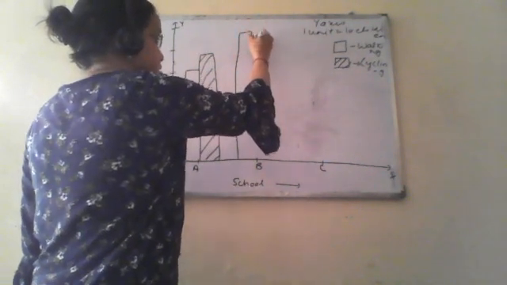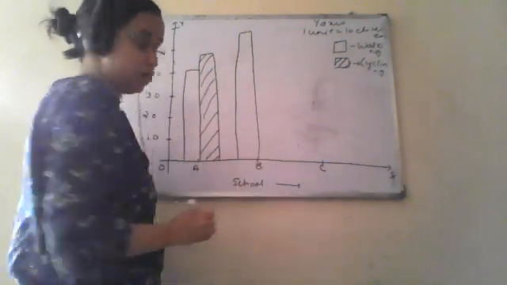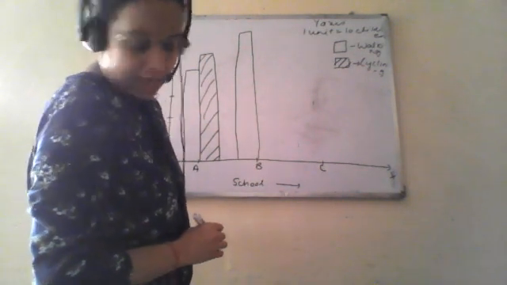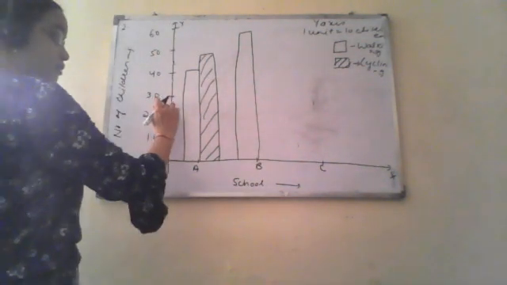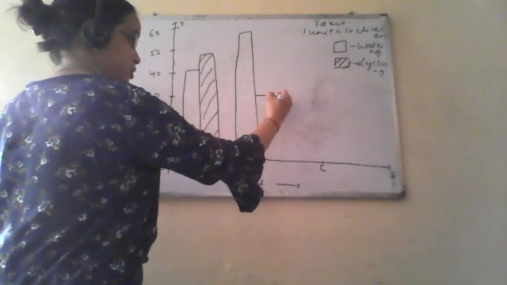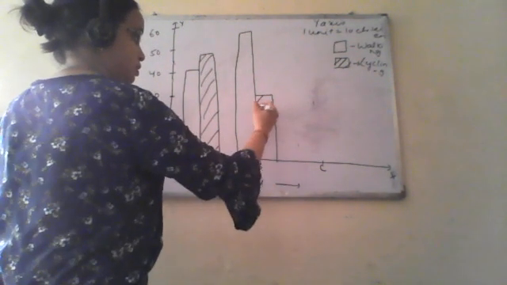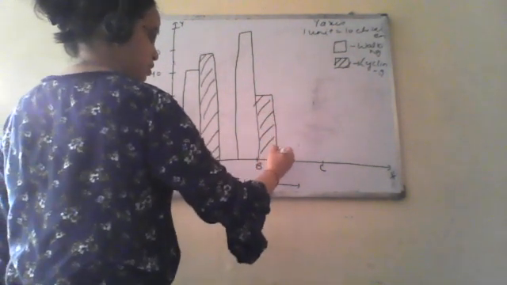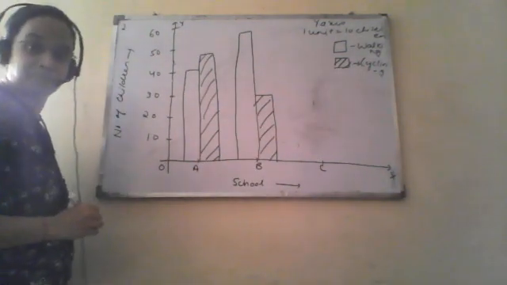So this is for walking, and for cycling it is 25. So 25 will be here. Clear? It is for school B.